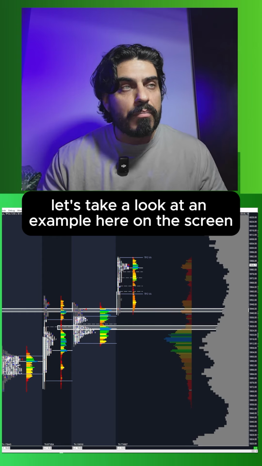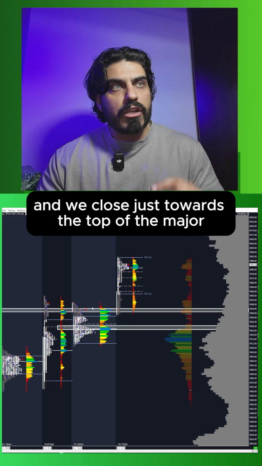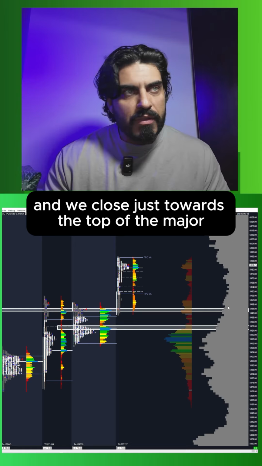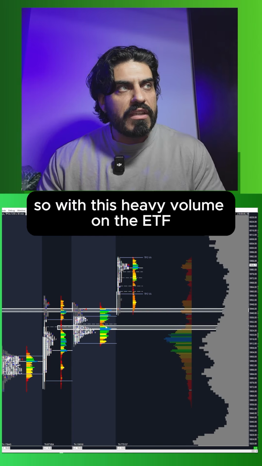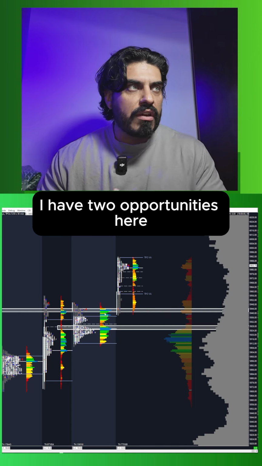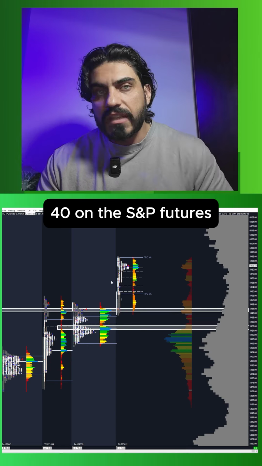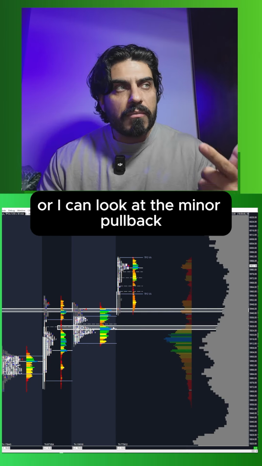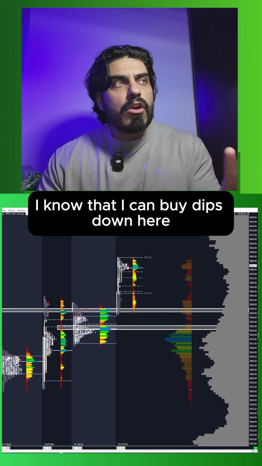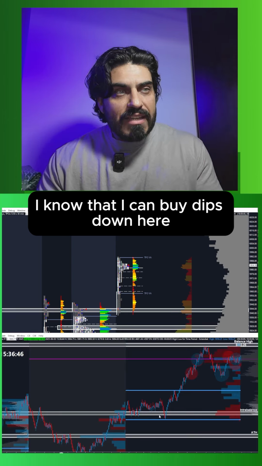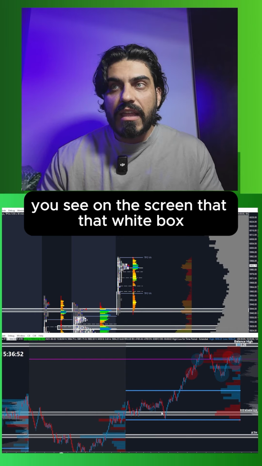Let's take a look at an example. Here on the screen, the ETH is this double distribution profile, and we close just towards the top of the major large 400-day distribution. So with this heavy volume on the ETH, I have two opportunities here. I can look for the trend move outside, meaning if we move above 59.40 on the S&P futures, or I can look at the minor pullback, the failure back under it. So if we move above, I know that I can buy dips down here into that same intra-balance area you see on the screen, that white box.